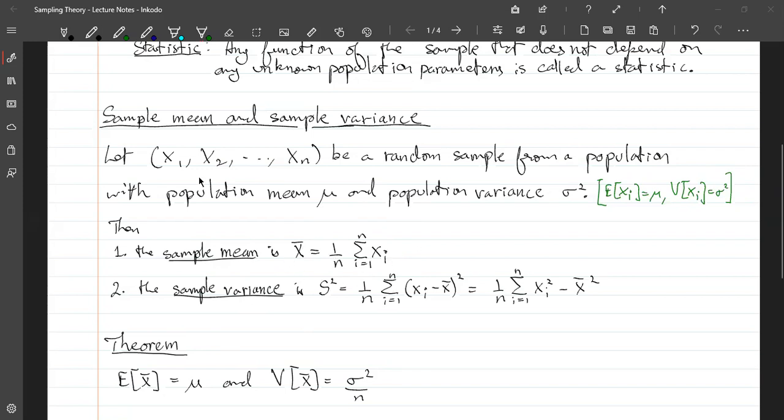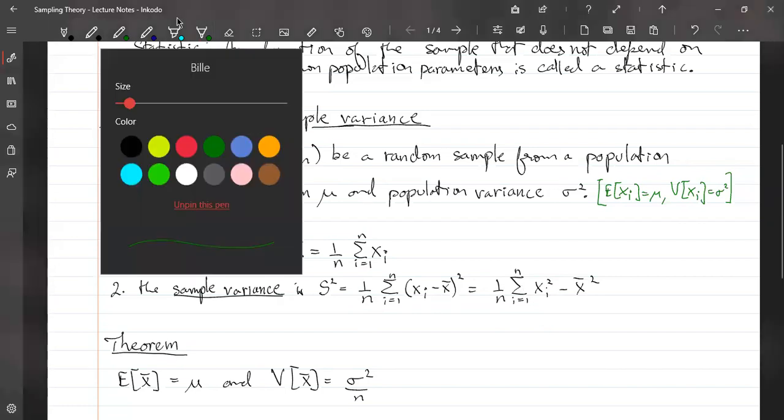So when you define it, it should be only in terms of x1 etc. xn. And if you have any known parameters, that could be included. But in the sample mean, this is the definition. Similarly, the sample variance S square, capital S square, is defined as 1 by n summation xi minus x bar the whole square, or you can also define it as 1 by n summation xi square minus x bar square. So to be clear, this bracket is over here.